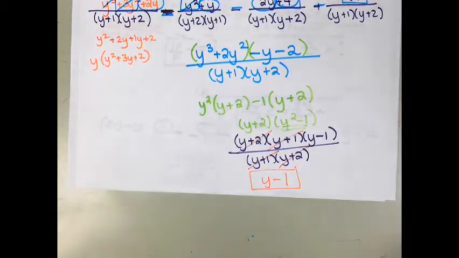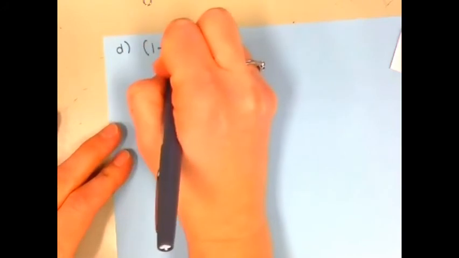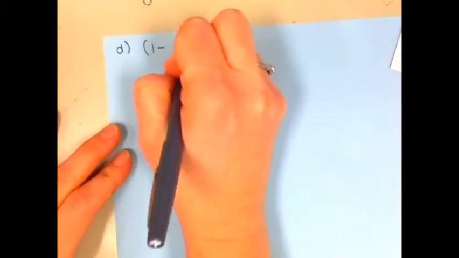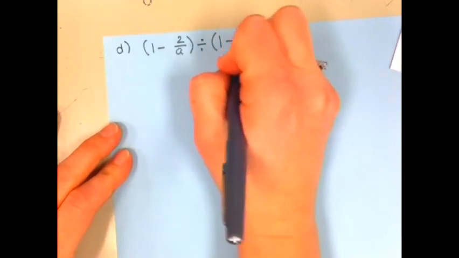All right, one last one, and then we might just stop after this. We might move everything back a day. All right, let's look at D here. So D, we have 1 minus 2 over A divided by 1 minus 4 over A squared.